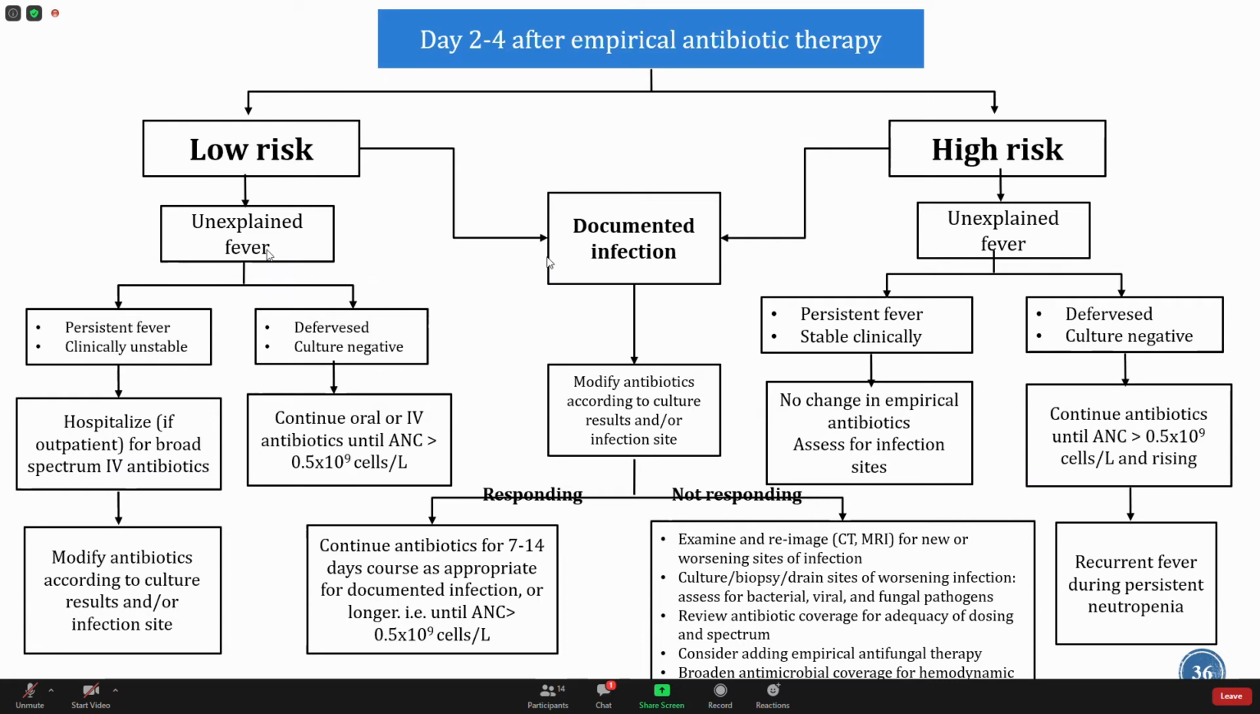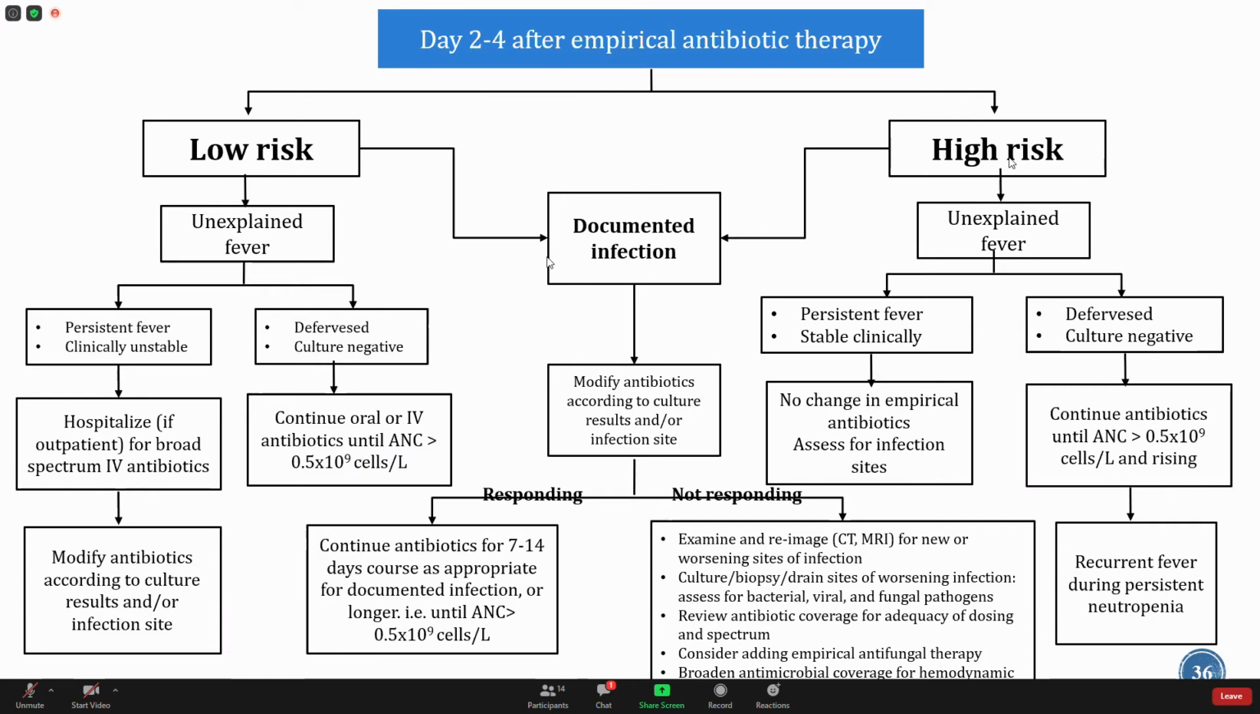For the low-risk patient with unexplained fever, if they have persistent fever and are clinically unstable, and they were outpatients, they can be hospitalized and receive IV antibiotics. If they had fever, became afebrile with no more fever, and are culture negative, we continue antibiotics in those patients until the neutrophil count is more than 500.